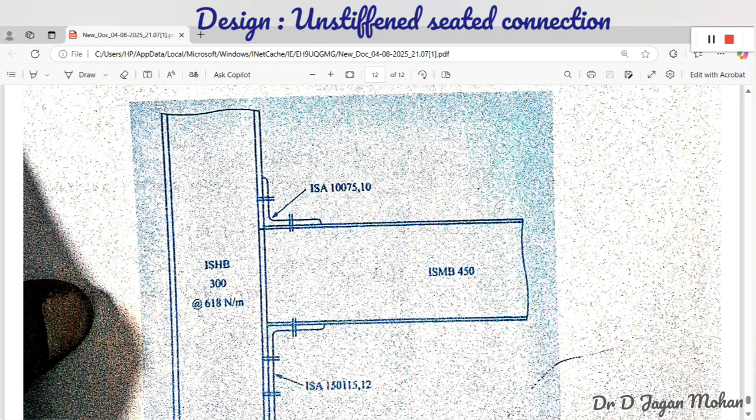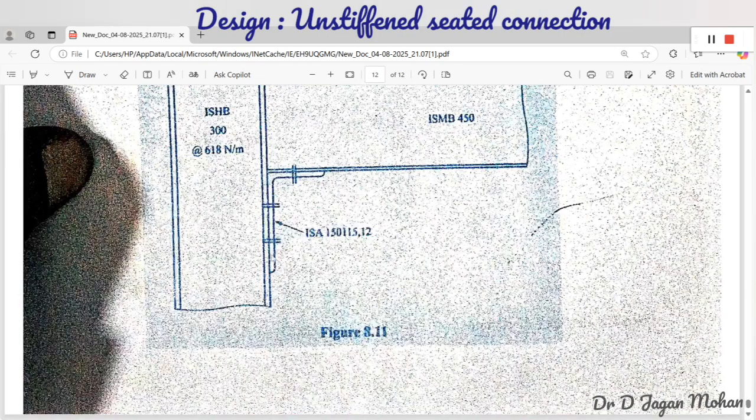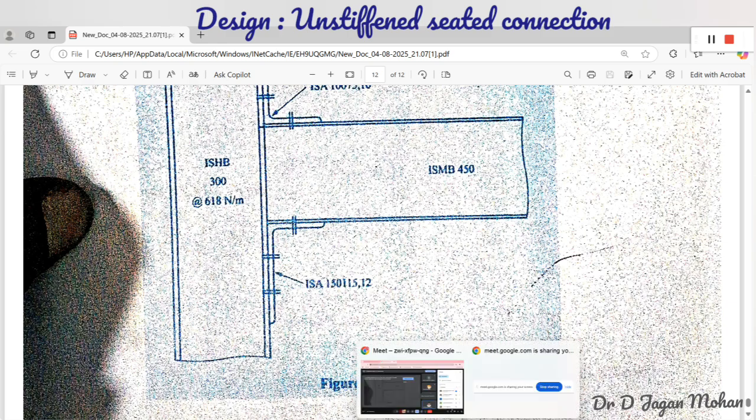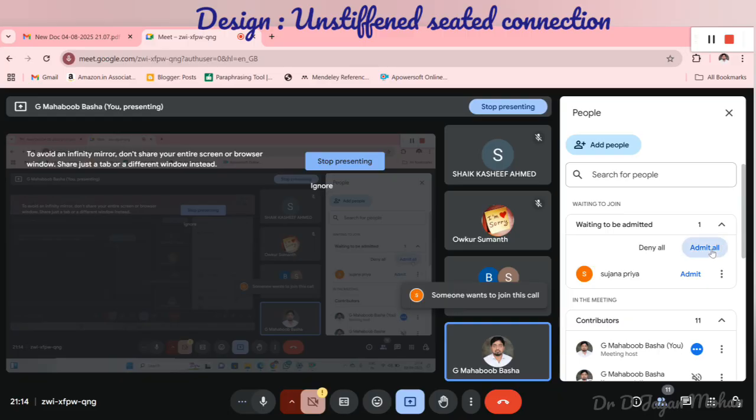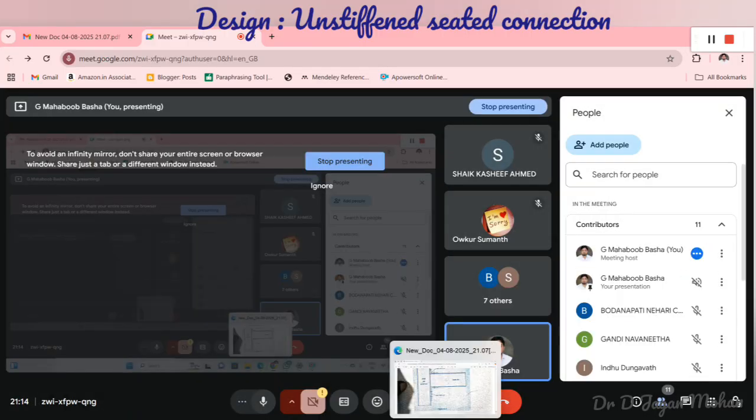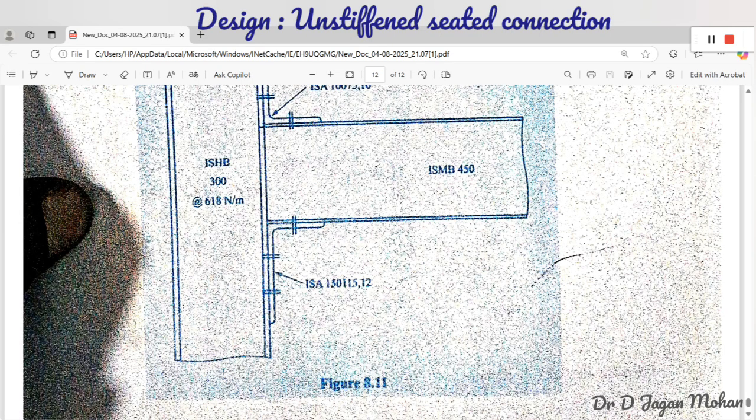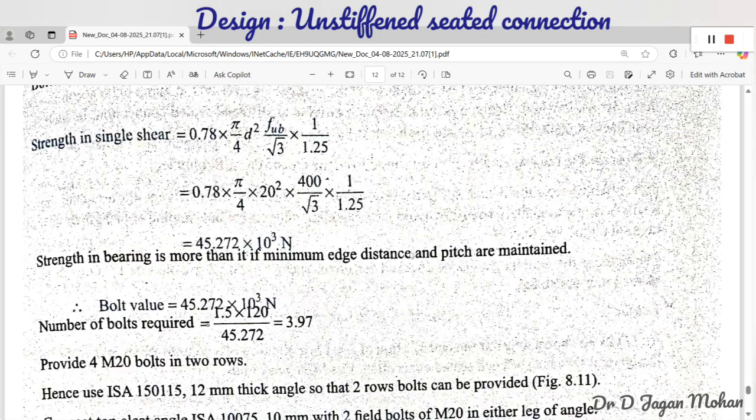So this is the column. The left vertical member is the column. So the cleat angle is connected to the flange of the column and the flange of the beam. And the seat angle is connected to the flange of the column and the bottom flange of the beam. So on this seat angle, the beam will rest, and we have to design the connections: the size of the bolts and the size of the seat angle and the cleat angles. All this we'll consider in today's problem.